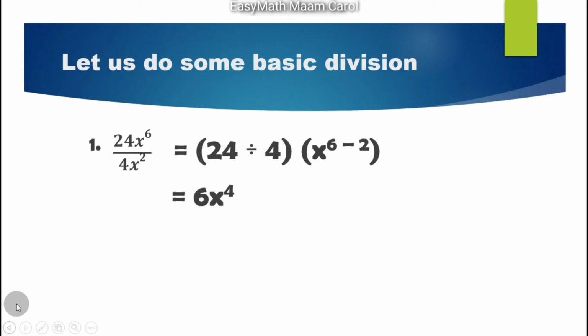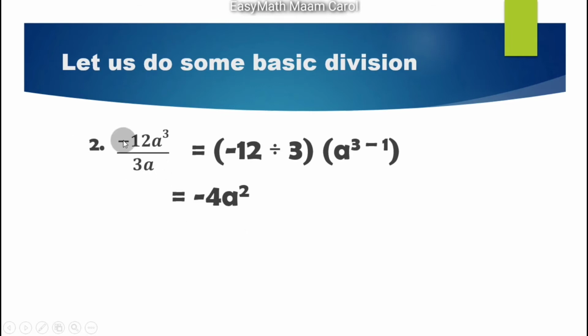So, let's do example number 1. So, we have 24x to the 6th power divided by 4x squared. So, as mentioned earlier, for the coefficient, just divide it like any normal division. So, 24 divided by 4, the answer is 6. And then for the exponential, x to the 6th over x squared, just simply subtract the exponent. So, 6 minus 2 is 4. Therefore, sa exponential natin, ang quotient ay x to the 4th power. So, yung 24x to the 6th power divided by 4x squared, the final answer is 6x to the 4th.